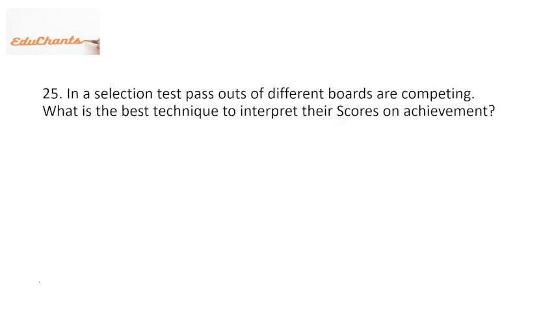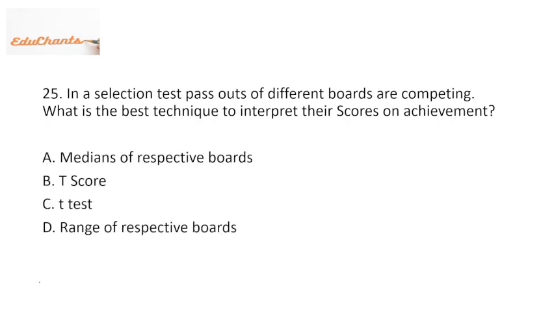In a selection test, passouts of different boards are competing. What is the best technique to interpret their scores on achievement? Now, there are different boards, there are different batches of students who have passed. Now, how to interpret the score and what techniques should we follow? Mean, median, range of respective board, but T-score.